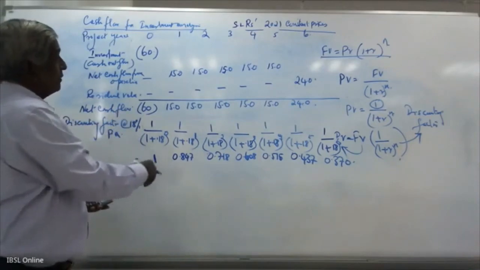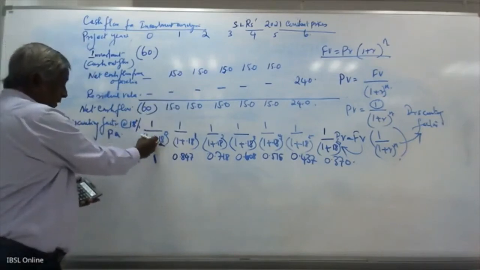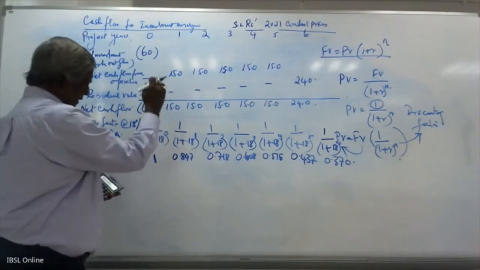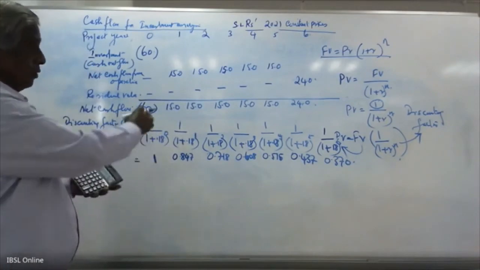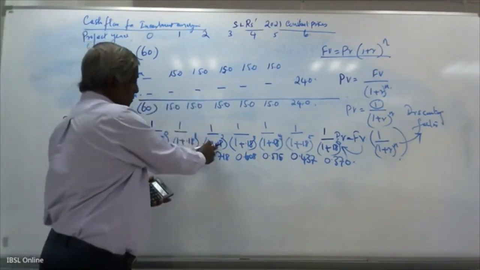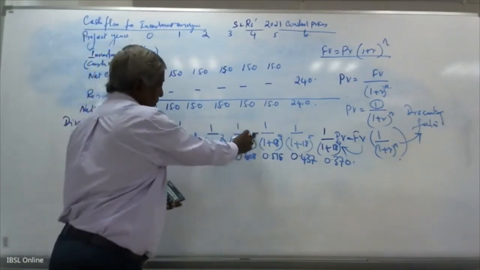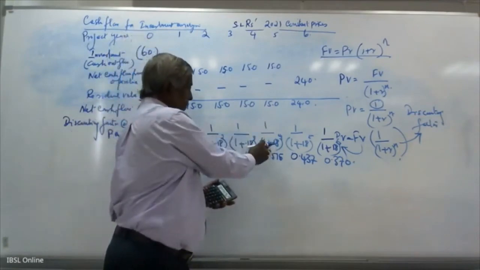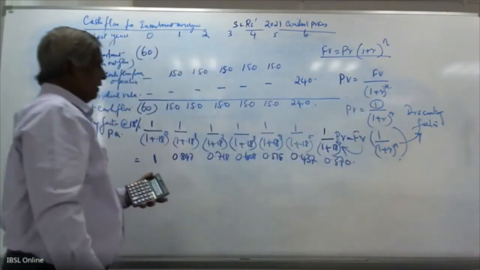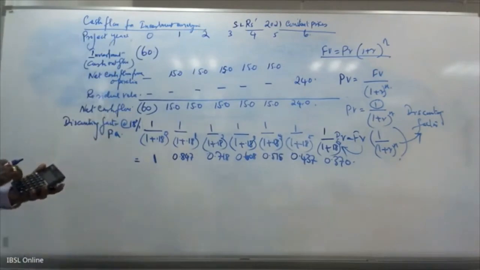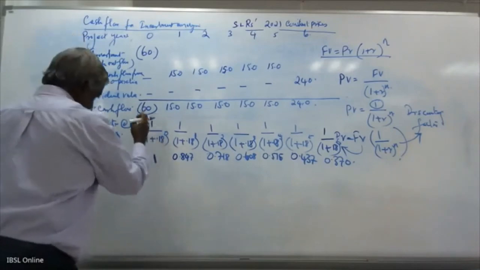So here the discounting factor, using that formula, is 1 divided by 1 plus 0.18 to the power 0, then 1 divided by 1 plus 0.18 to the power 1, and it goes on like that. 1 divided by 1 plus 0.18 to the power 2, to the power 3, to the power 4, then 5, 6, and so on. So the first one is year 0, and the discounting factor is 1.